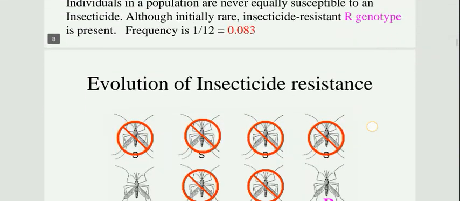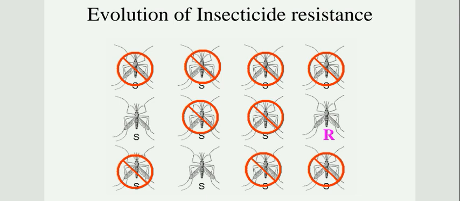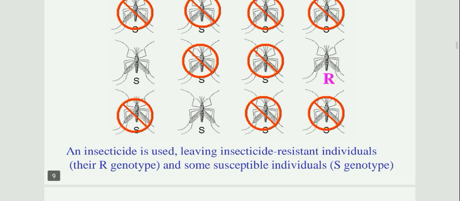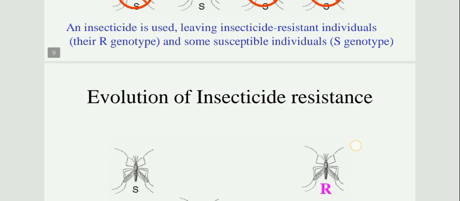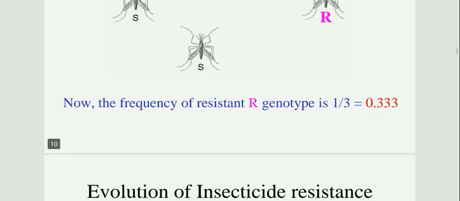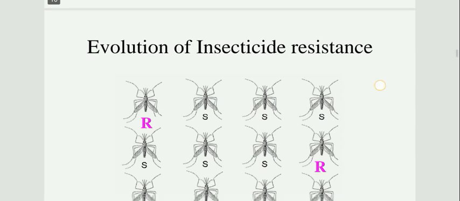Evolution of insecticide resistance. An insecticide is used, leaving insecticide resistant individuals with the R genotype and some susceptible individuals with the S genotype. Now the frequency of the resistance R genotype is 1 by 3, that means 0.333.